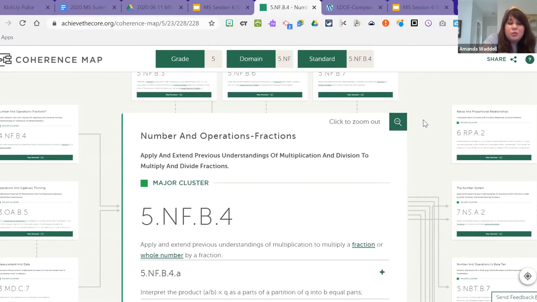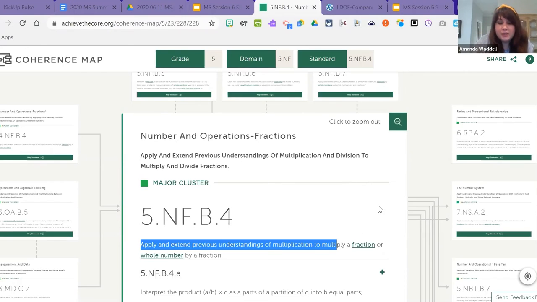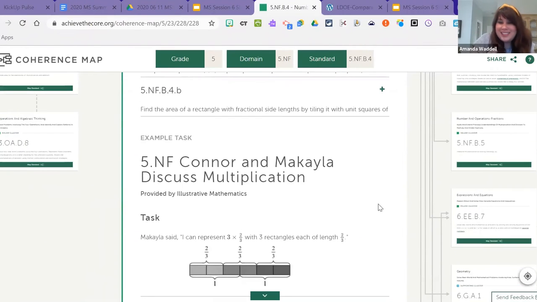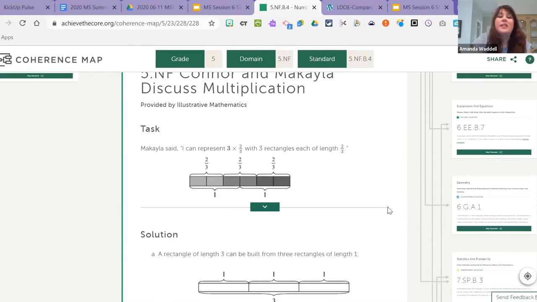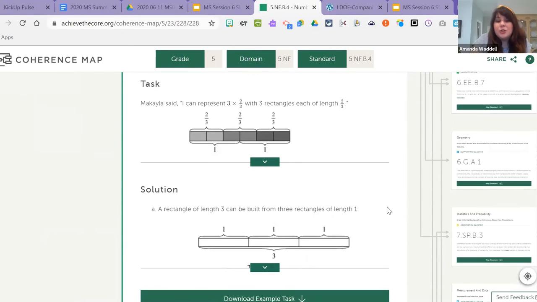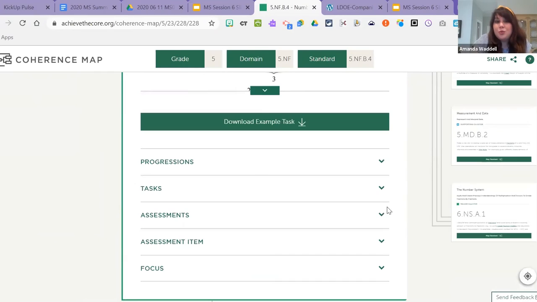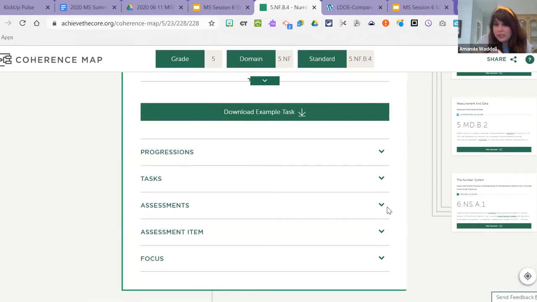And if you scroll down on the coherence map, you get more information about it. So you get examples, and you also get tasks that they can work if you want to just practice that standard. And that might be something that you can use as a diagnostic to see if they really understand that standard, to see where they are. So the coherence map is a great tool for you to use. And again, those 5th grade standards are linked to their particular mapped standards on the coherence map for you.